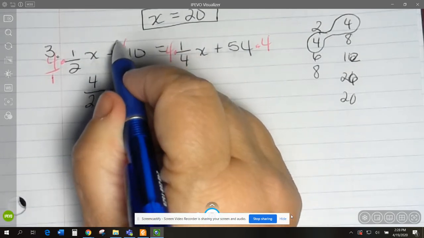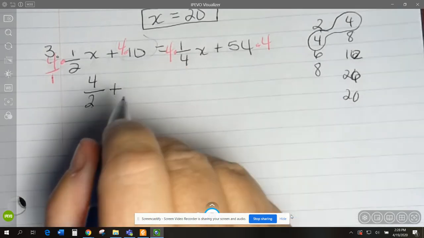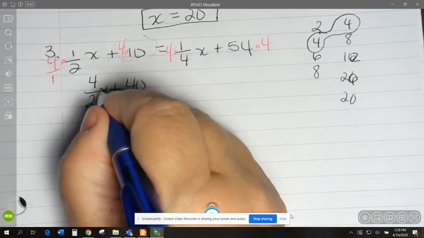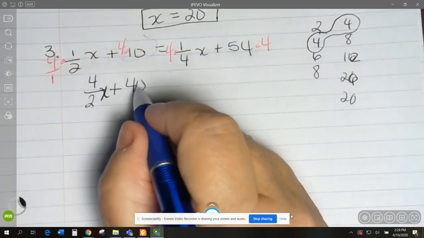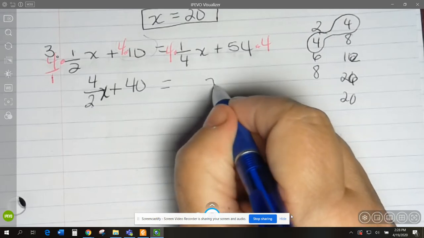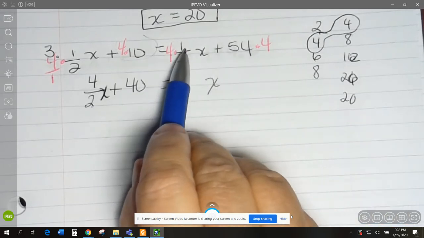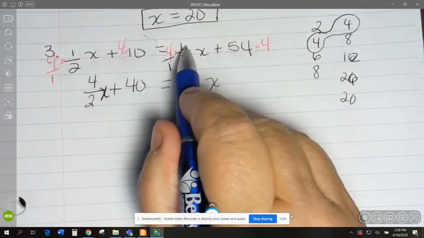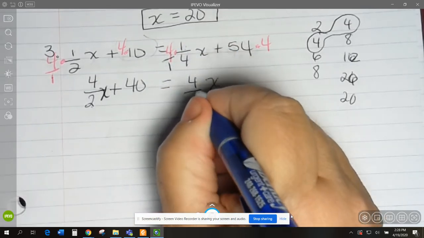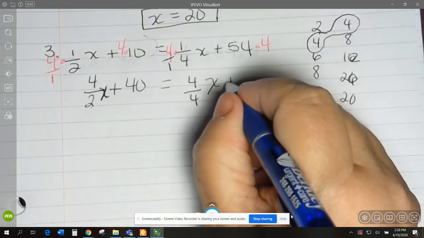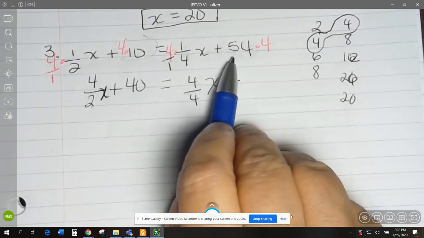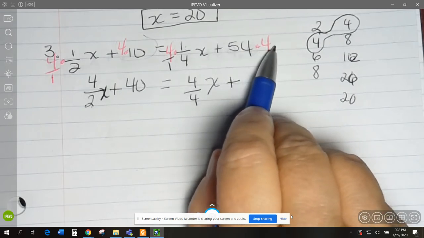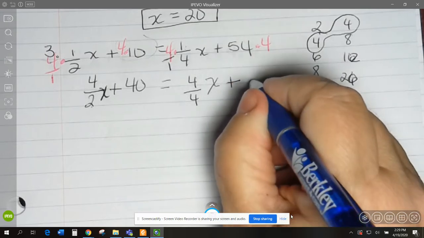Add the 4 times 10, which is 40. Oh, I'm sorry, this is 4 over 2x. We can't forget that x. Plus 40 equals 4 times 1/4. We got to make this over 1. 4 times 1 is 4, and 1 times 4 is 4, so we have 4/4 x plus 54 times 4. Well, I know 50 times 4 is 200. 4 times 4 is 16, so it's going to be 216.